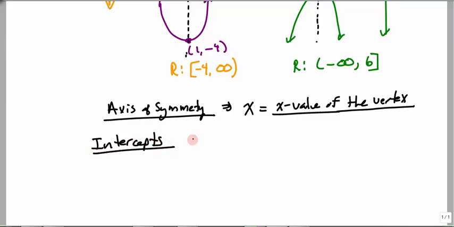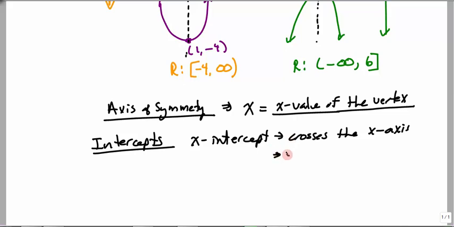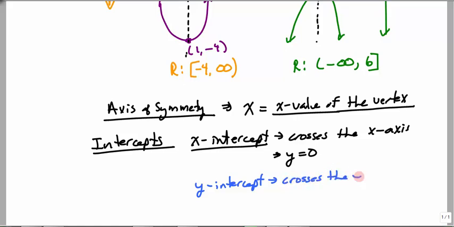we have two types. We have an x-intercept, and for our x-intercept, this is where it crosses the x-axis. This is where y equals 0. So that's the x-intercept. We also have the y-intercept. This is where it crosses the y-axis. And this is where x equals 0.